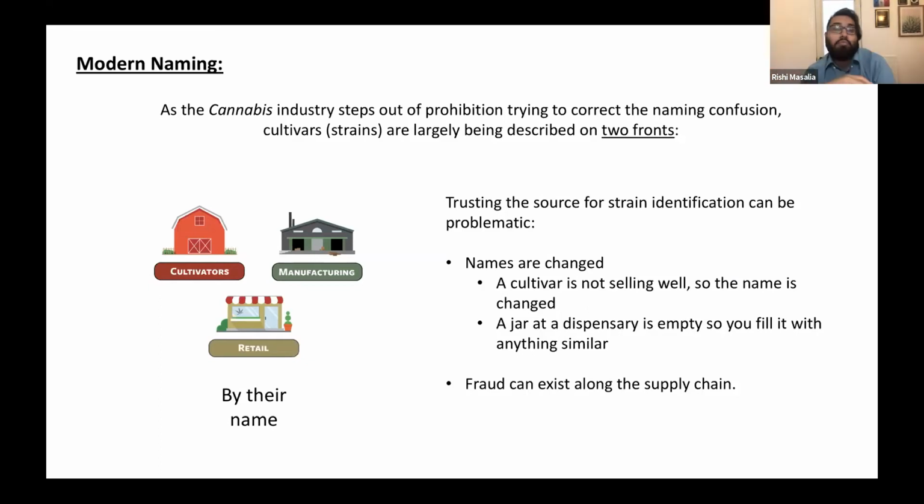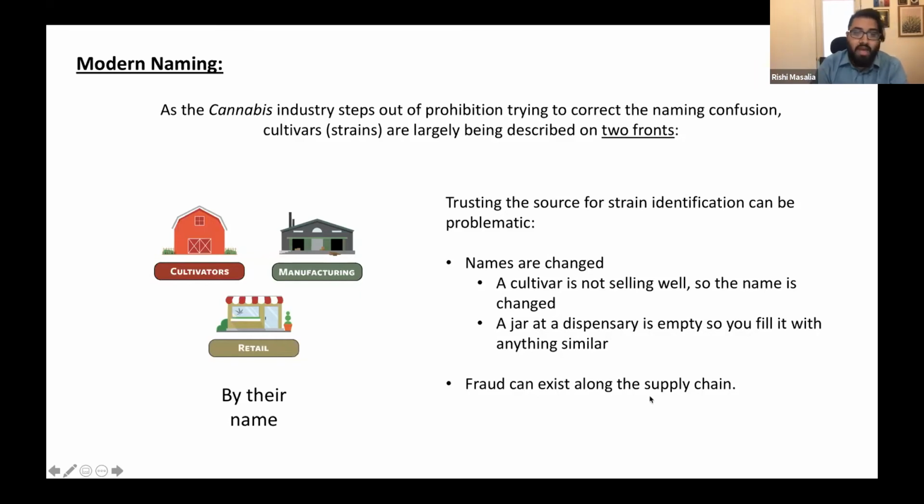This can be something where you have two similar or even dissimilar strains. One of them is selling well for any number of reasons, and you just take something that's not selling well and put it into a jar of something that is selling well. You can also have fraud along the supply chain.